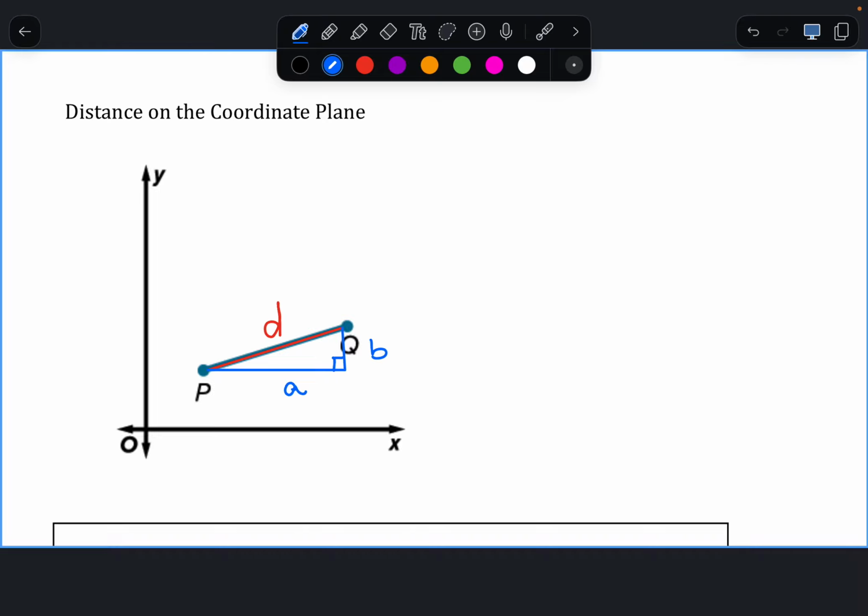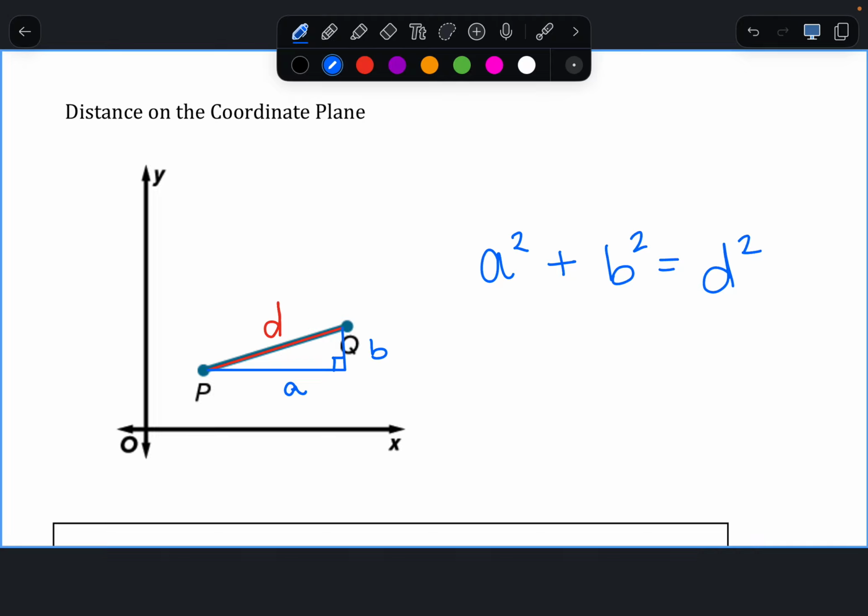Pythagorean theorem is what just came out of your mouth. I know it. And what is it? A squared plus B squared equals C squared. But there's no C. We're going to use D squared, D for distance. Okay, write it down.